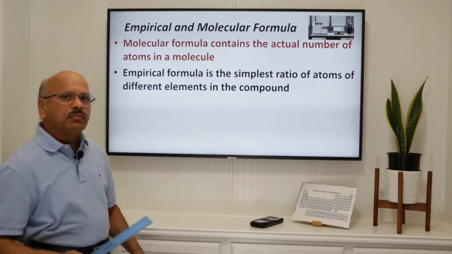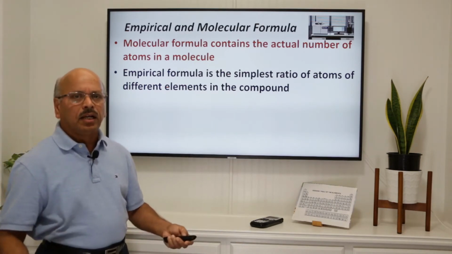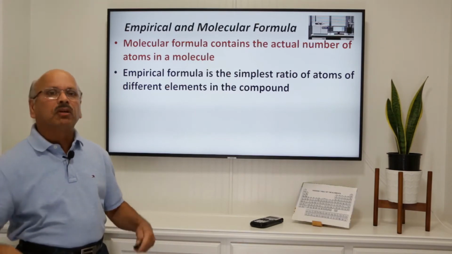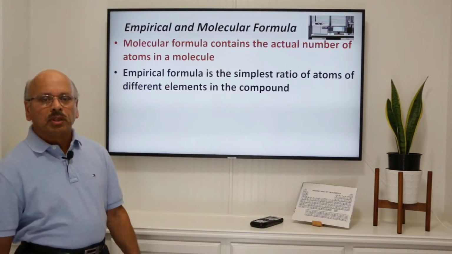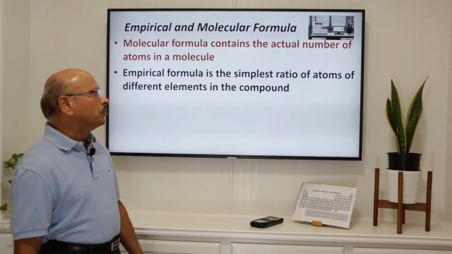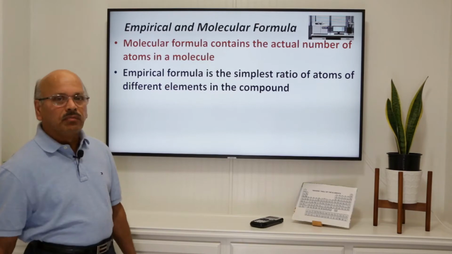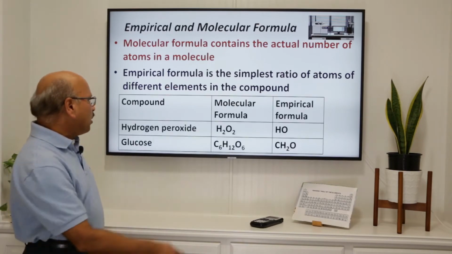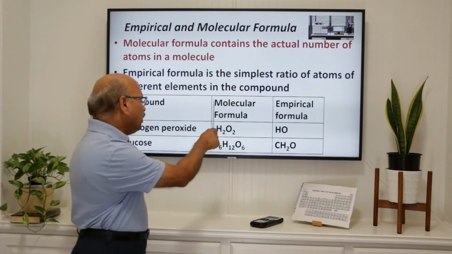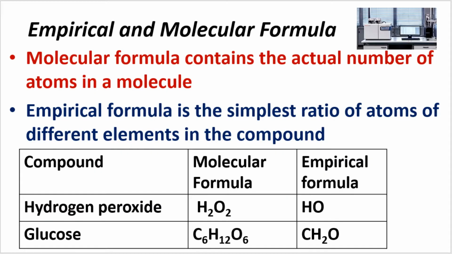But always from experimental data, we first go to the empirical formula, and the empirical formula is converted into the molecular formula. Let's take some examples to know the difference between these two. For example, if you take hydrogen peroxide, the molecular formula is H2O2 and the empirical formula is HO.